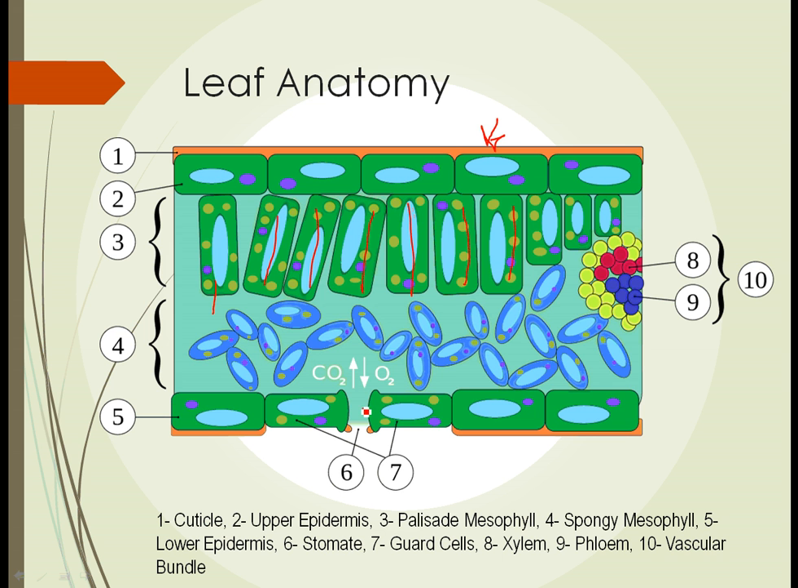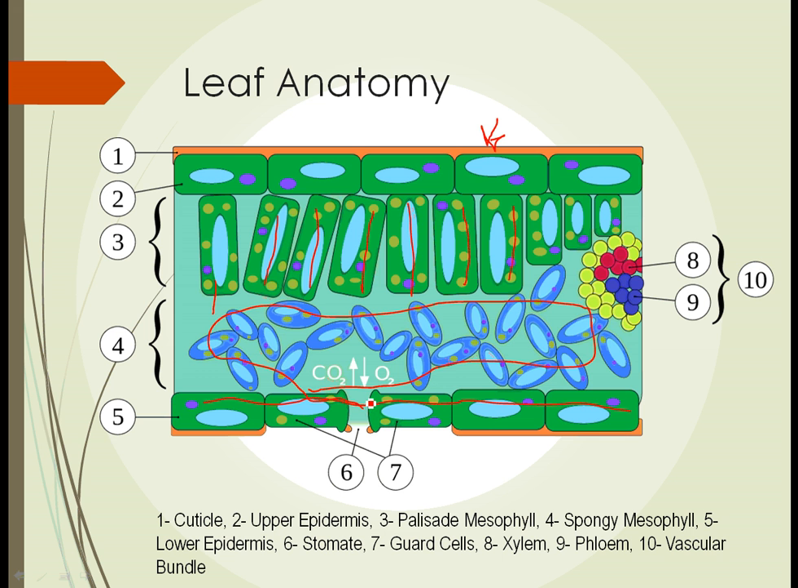Below that, we have this area called the spongy mesophyll. And you can see this is liquid-filled. It's where carbon dioxide and oxygen exchange happens. That's followed by, on this level, the lower epidermis. Again, cells similar to the upper epidermis, oriented across the cell.